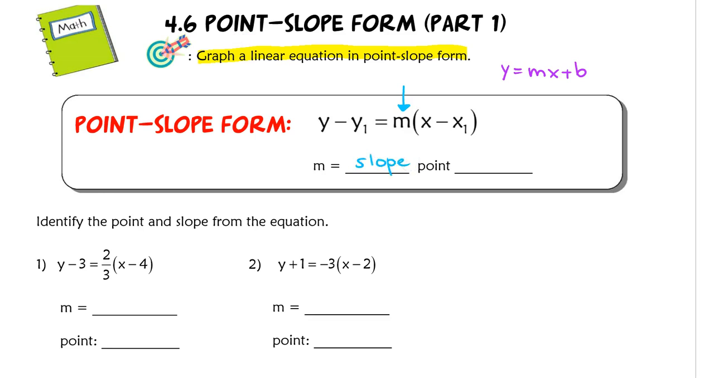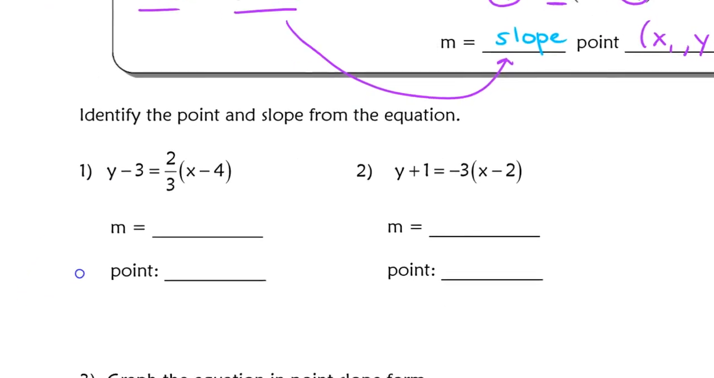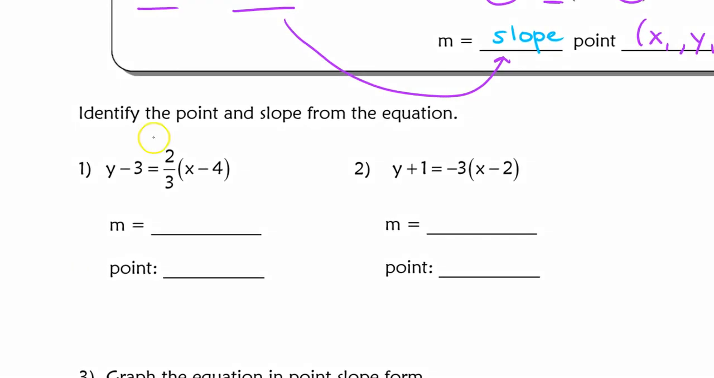Now the point that we use, since it's called point slope form, remember slope we just found, that's this part here. The point is actually the coordinate x1, y1. So it's the number that follows after the x, and the number that follows after the y. Let's take a look at our equation here. I know it might be confusing at first, but we're going to practice this a bunch of times. We're going to identify what the point and the slope are from this equation that's written in point slope form.